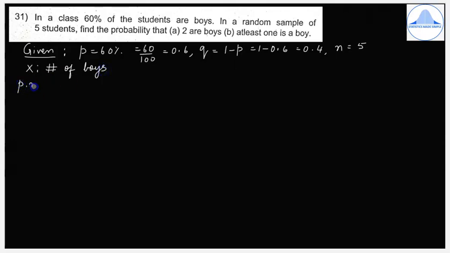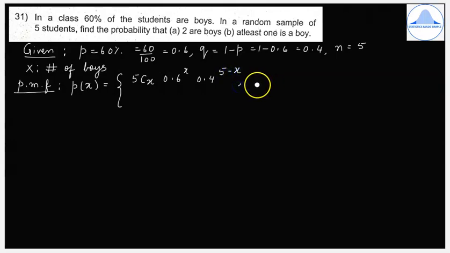Next, we write down the probability mass function. This is the important step. So P of X is equal to, the formula is NCX, so 5CX, p to the power X, so 0.6 to the power X, q to the power N minus X, so 0.4 to the power 5 minus X, and X takes values from 0 to N. So here X will be 0, 1, 2, 3, 4, 5. You have to write at least this step. Whether you write 0 otherwise or not, it doesn't matter, marks will not be deducted.